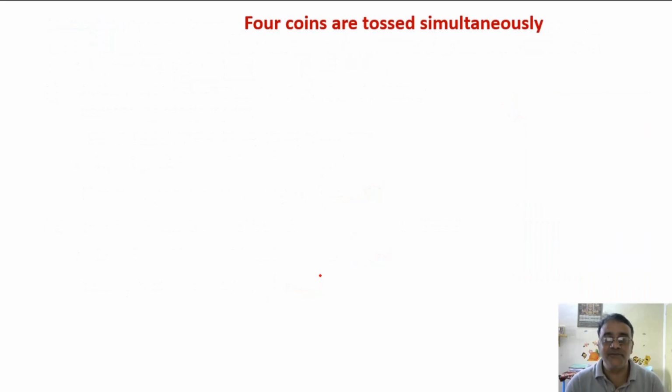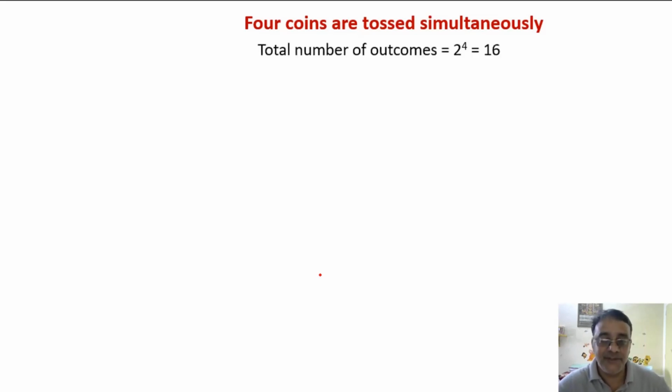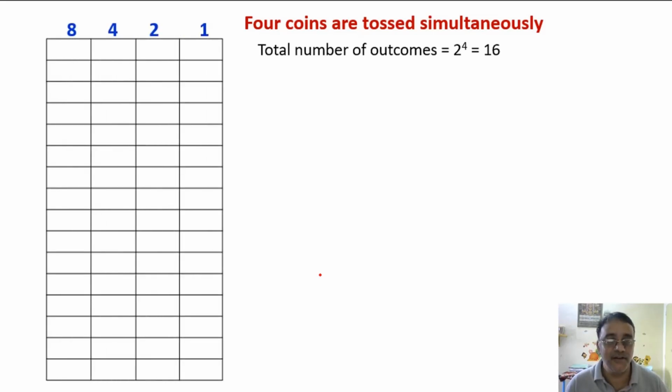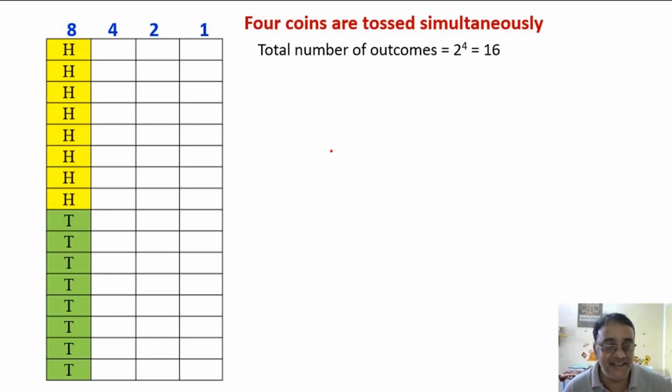Now we'll move towards 4 coins. When 4 coins are tossed, how many total outcomes? 16, that is 2 to the power 4. So here which code will we use? 8, 4, 2, 1. And we will form 16 rows. We will start with the larger number, that is 8. 8 means 8 heads, 8 tails.